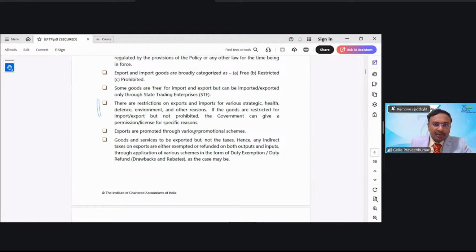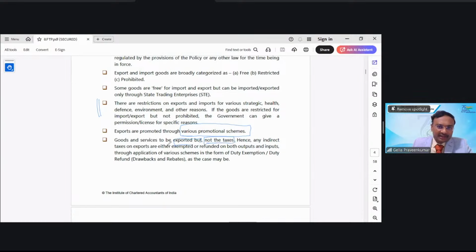Then exports are promoted through various promotional schemes. Make in India concept: when I say Make in India concept, I have a free trade regulation with less rigorous inspection for the goods which have the Make in India label. Various promotional schemes. Then, goods and services are to be exported but not taxed. Hence, indirect taxes on exports are either exempted or refunded. There's a norm: export your goods, but not your taxes.